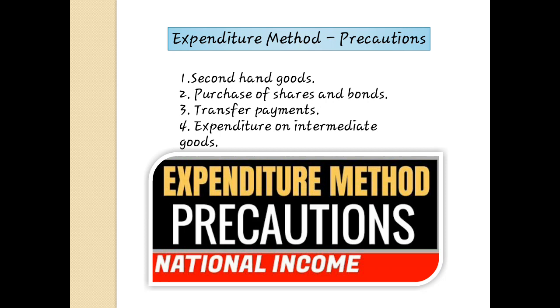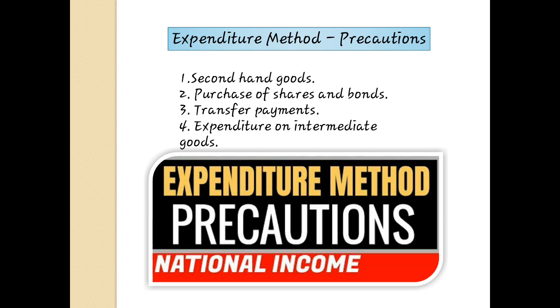The first one is second hand goods. The expenditure made on second hand goods should not be included. Second one, purchase of shares and bonds. The expenditure on purchase of old shares and bonds in the secondary market should not be included. Third one, transfer payments. Expenditure towards payments incurred by the government like old age pensions. I already told you the old age pension should not be included.